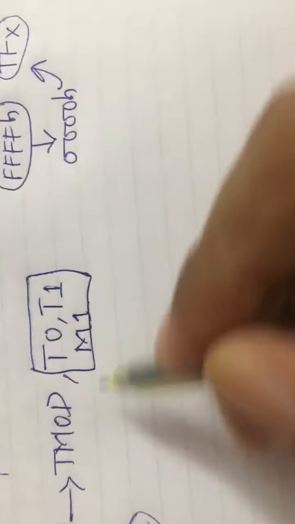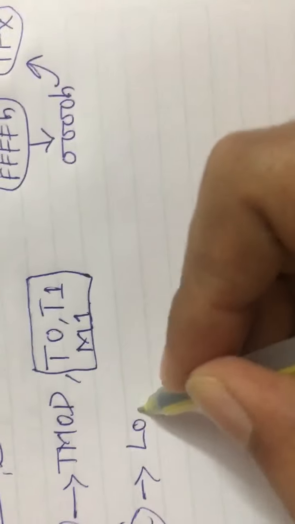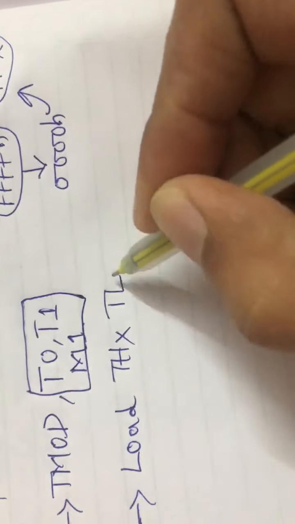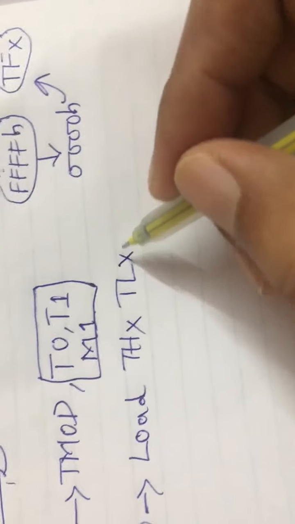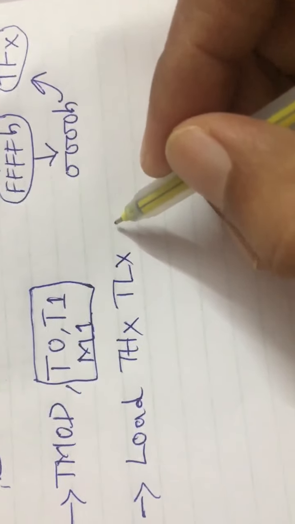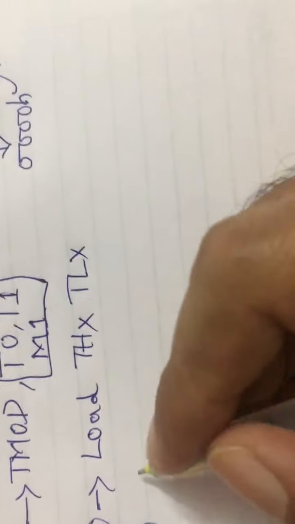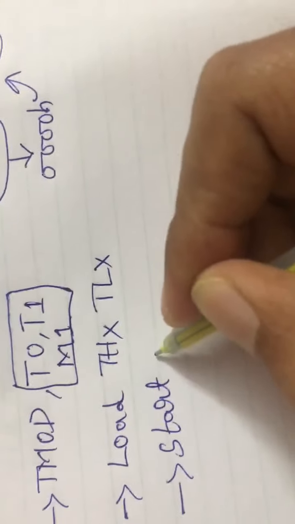Second step, we should load the value of THX and TLX. So we should load THX and TLX with the initial count value, right? So the next is the third step. The third step is to start the timer. We should start the timer.